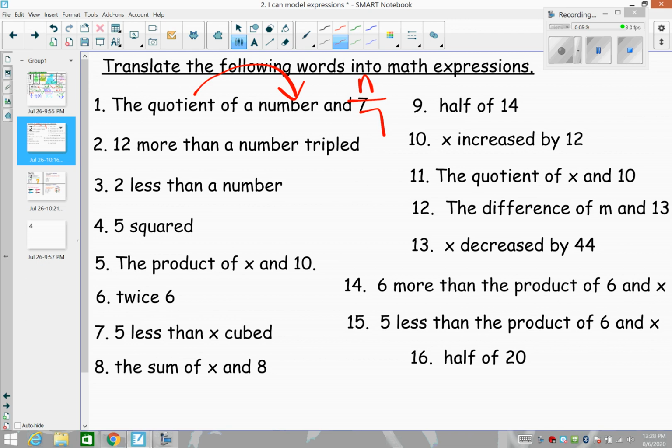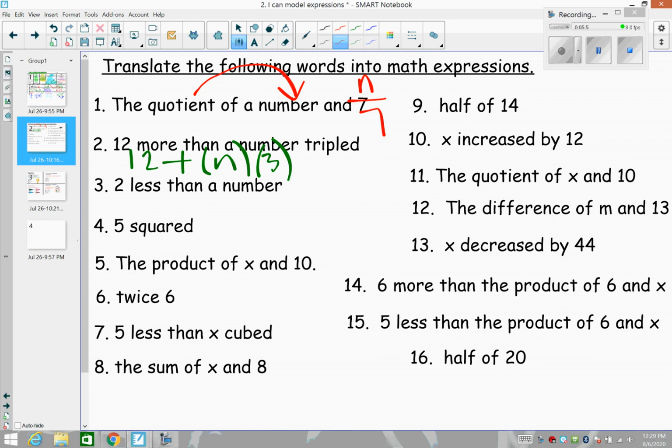Next one, number 2, 12 more than a number tripled. So we're going to take the number and triple it, which means we multiply it by 3. So the expression would be 12 plus the number times 3. Notice this isn't an equation. We're not solving for the variable. This is just an expression of terms.